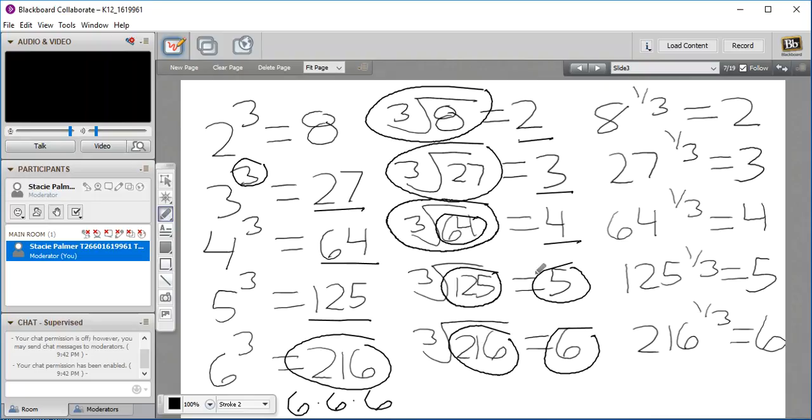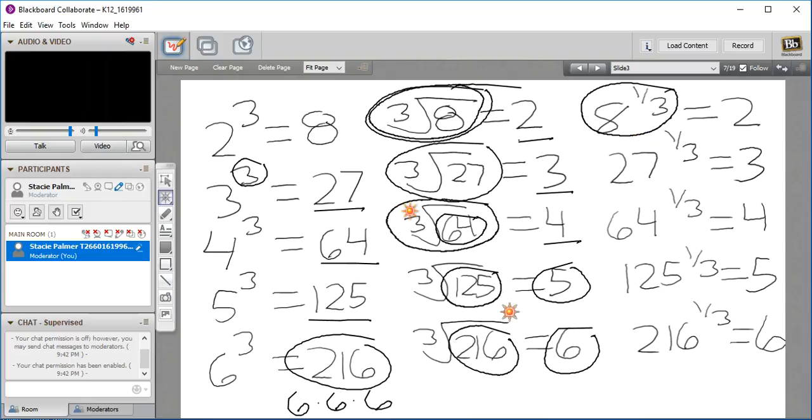Now, writing this expression, the cube root of 8, is the same thing as writing it as 8 to the 1/3 power. They're just written in different forms. This one is the radical form. This is the rational exponents form. So if we want to write the expression, the cube root of 27, we could rewrite that using a rational exponent as 27 to the 1/3 power.